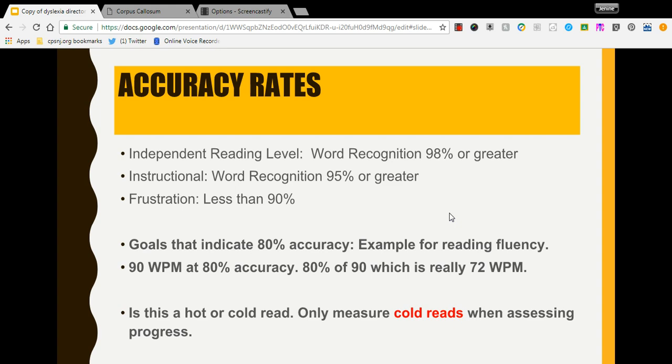Okay, when we look at accuracy rates, we talked about this in a past training. We were looking at independent reading levels. Word recognition is 98% or greater. Instructional would be 95% or greater. And frustration is less than 90%. Goals that indicate 80% accuracy, for example, reading fluency, 90 words per minute at 80% accuracy, 80% of 90 is really 72 words per minute. So that's not a proficient rating scale that we need to use. So we also have to remember when we're looking at fluency to make sure that we only measure cold reads when assessing progress in reading fluency.